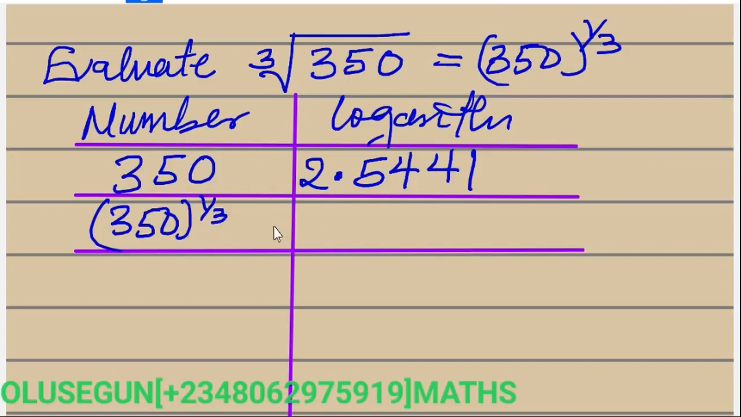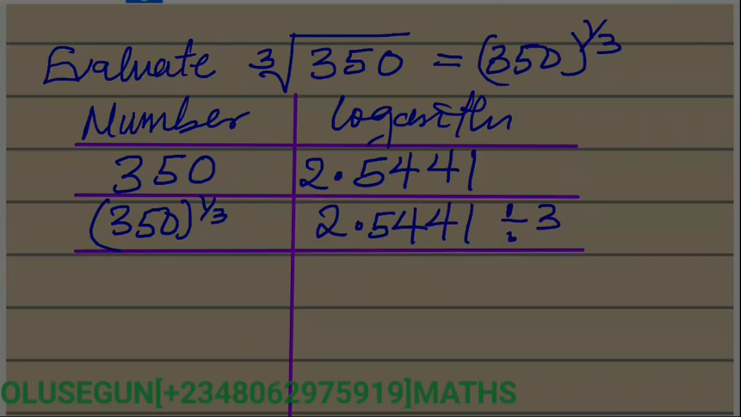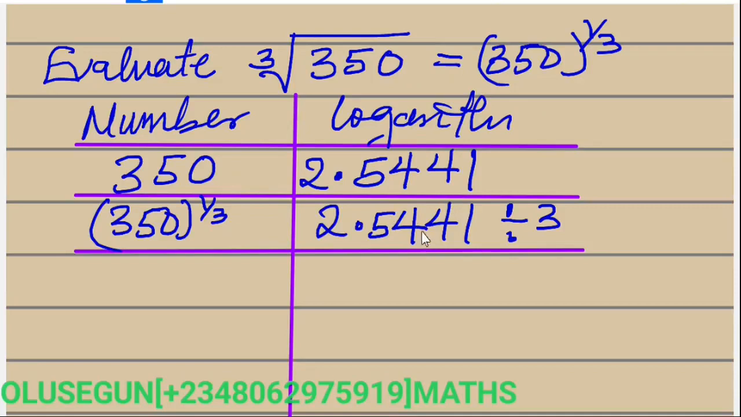So the meaning of this is that because it's a division, you will now divide it by 3. We have 2.5441. So you now write divide by 3. So this is just the logic. So let's now be dividing. Let's see how it now moves. So let me now do it.